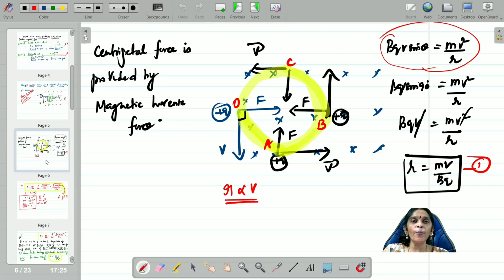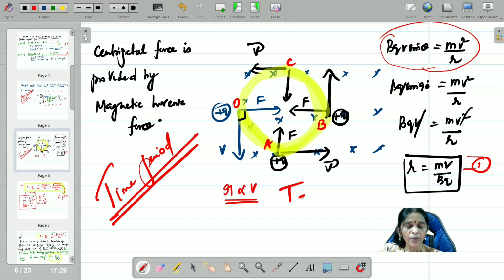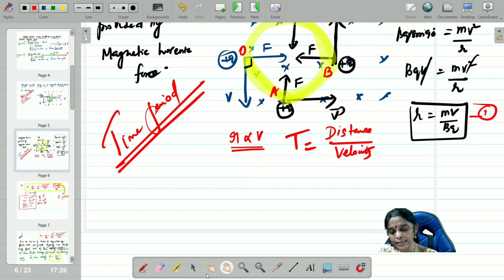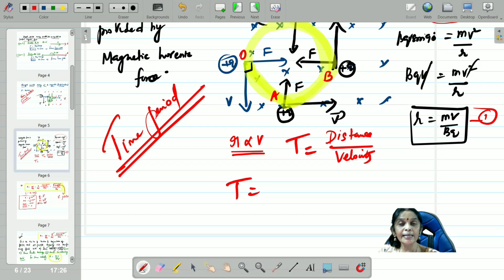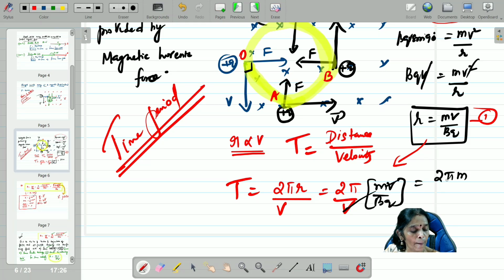If it is moving in a circular path, you can find out the time period. How do we find it? Time period is equal to distance by velocity. The distance is the circular path, so you write 2 pi r divided by v. What is r here? r is mv by bq. Substitute it here, v gets cancelled, so you can write it as 2 pi m by bq.